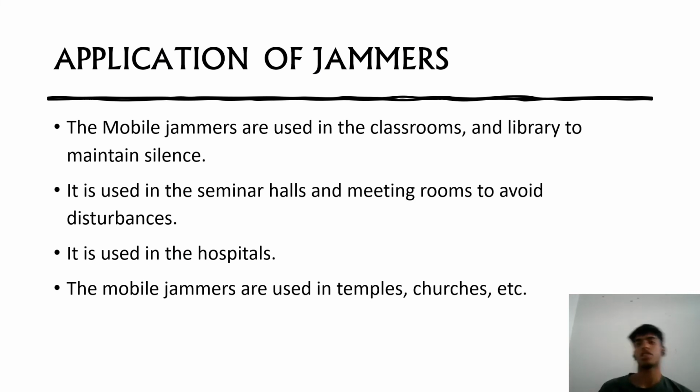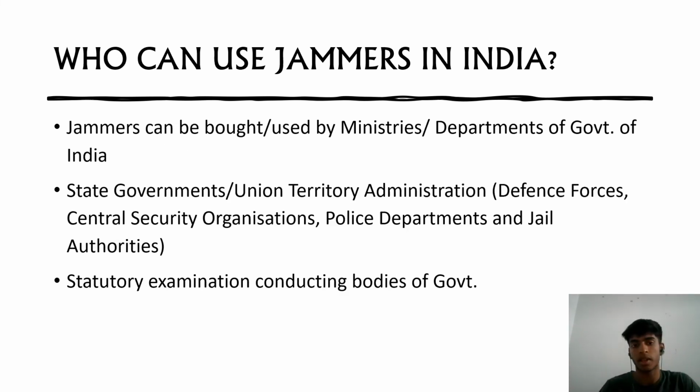Then we have the applications of the jammer. I've already explained one application, the hostage situation. Then we also have other situations, like in a classroom where the use of phones is less desirable, and in a library where we need to maintain silence so that people don't get distracted by their phones. In seminar halls and meeting rooms, to avoid disturbances. In business meetings, it can also be used for security purposes so that confidential information isn't leaked, and it is also used in hospitals. Mobile jammers are also used in temples, churches, etc.